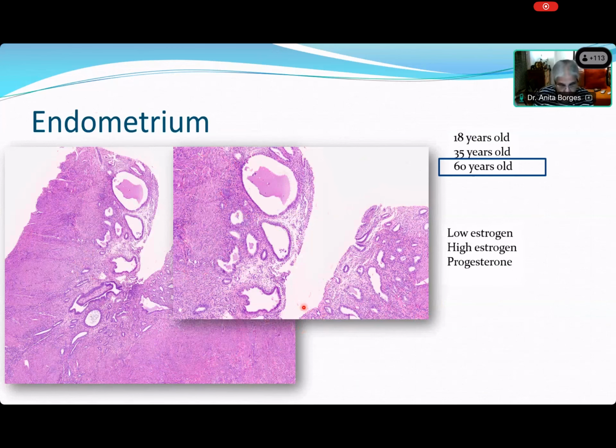Very good. So now tell me, Vandana, is this low estrogen, high estrogen, or progesterone, now that we know that this woman is 60 years old? No estrogen, ma'am. Low estrogen. Every woman has estrogen till the day that she dies, because if the estrogen is not coming from the ovaries, it is coming from other places, from fat. So don't say no estrogen, it is low estrogen. Very good. All right, so this is cystic atrophy of the endometrium.